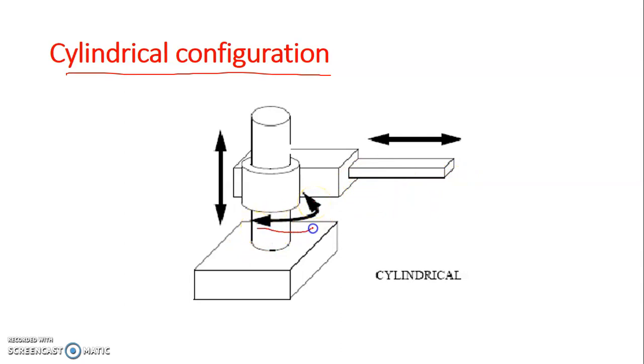The arrow mark shown here is the rotary joint, and it can have rotary motion. This part you can see here can move in and out, in another axis. And here we can observe this whole thing can move up and down, and it can slide on the cylinder. So this is the cylindrical configuration of the robot.